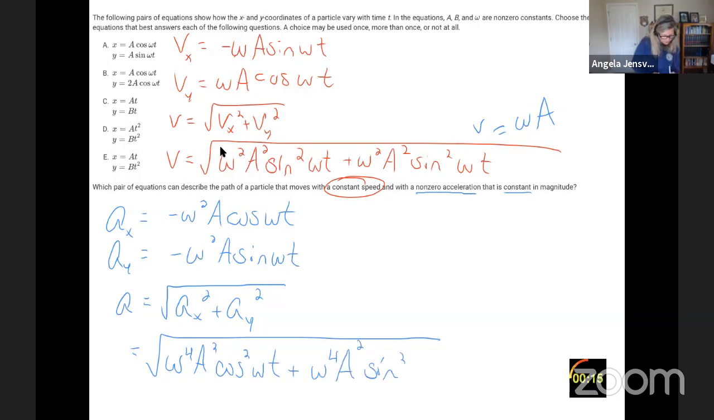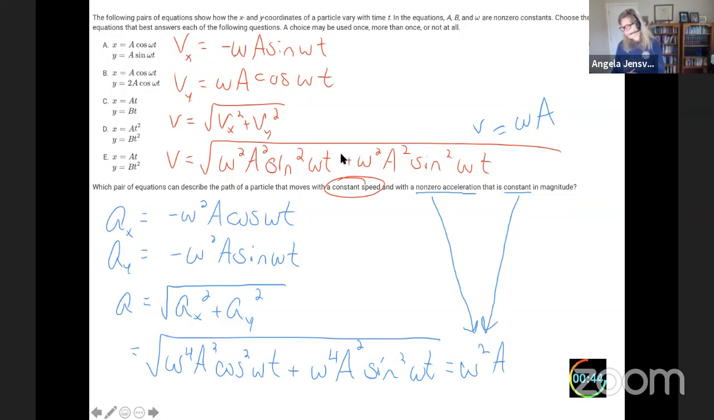sine squared omega t. If you pull out an omega squared A, then you're left with the square root of cosine squared plus sine squared, which is 1, and the square root of 1 is 1. So is the acceleration non-zero? Yes. Is it constant? Yes. Thank goodness the answer is A, because we do not have time to do B, C, D, and E. You can do that for fun later on your own to rule them out for sure, but A is the answer.